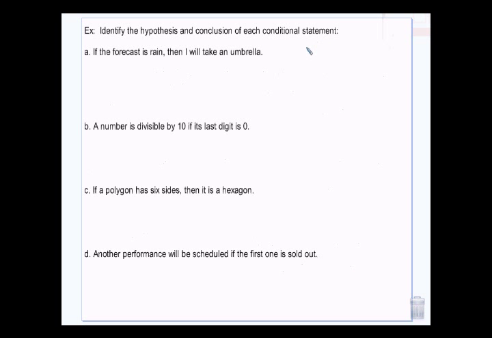Some hypotheses and conclusions. It's very easy if it's already in the if-then format. I just say, okay, hypothesis. And then I say, okay, conclusion.